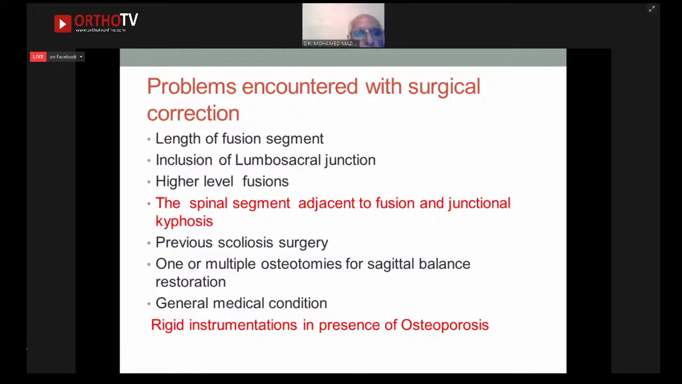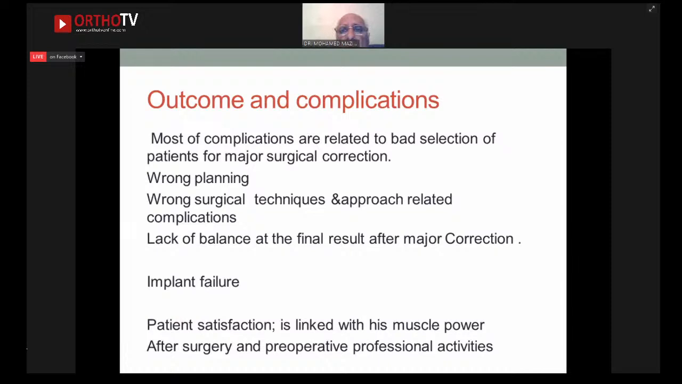Outcome and the complications. Most of the complications are related to bad selection of the patient for major surgical correction, wrong planning, wrong surgical techniques, and wrong approach. And there is approach-related complication, as Dr. Salad has mentioned: the posterior makes muscle denervation, and the anterior can have some complication related to the ileus, the thorax, the pleura, the lung. So this major surgery can have major complications, and the surgeon has to know, and the patient and the relatives have to know.